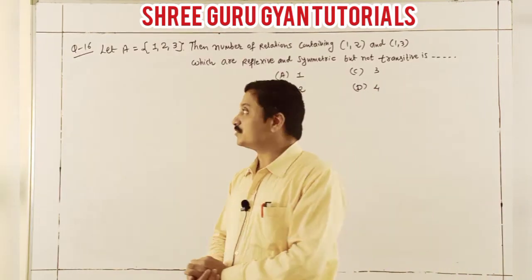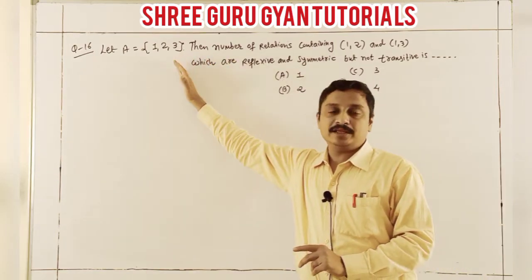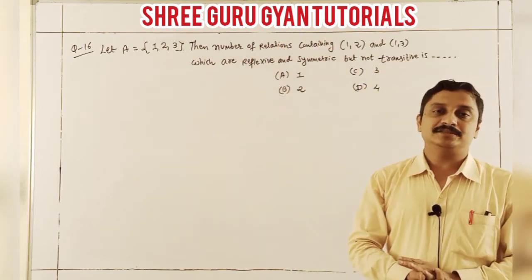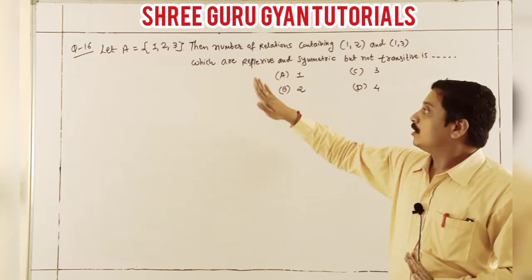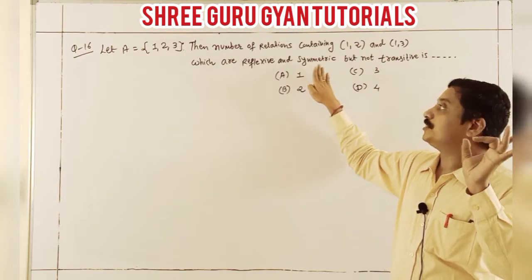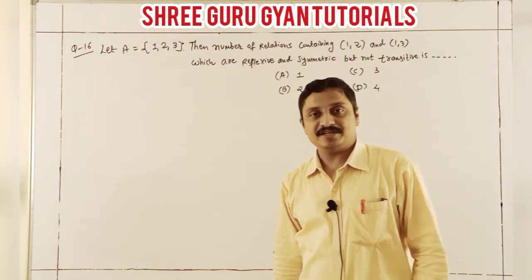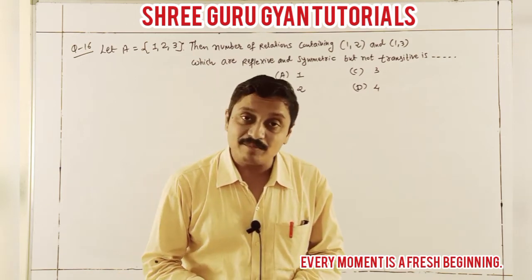Now students, we are going to question 16. Let A be {1, 2, 3}. This is an MCQ type question. Then the number of relations containing (1, 2) and (1, 3), which are reflexive, symmetric, but not transitive. Yes students, reflexive, symmetric, but not transitive.